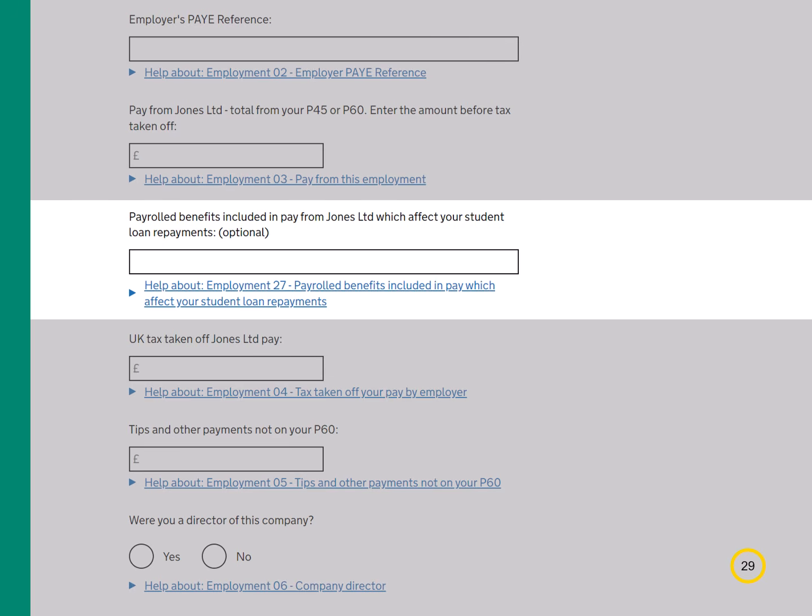You may have noticed we missed a question note. This is about benefits you received from your employer that were taxed through payroll. If you're due to make student loan repayments in the year, it's important you tell us in this box the amount of benefits that were taxed in this way. Your employer can tell you the figure if you're not sure, and there's more information in the Help About link. This allows us to correctly calculate the student and postgraduate loan repayments due in the year.